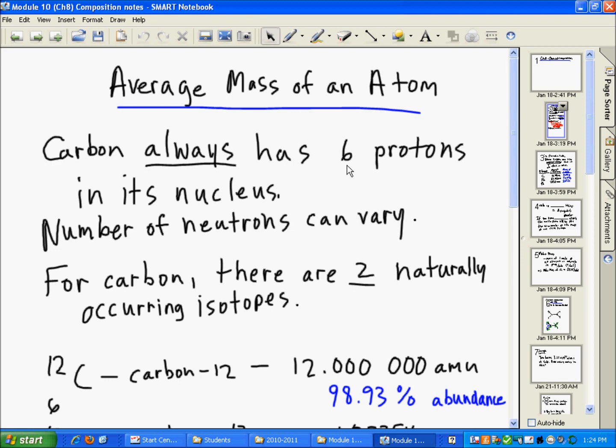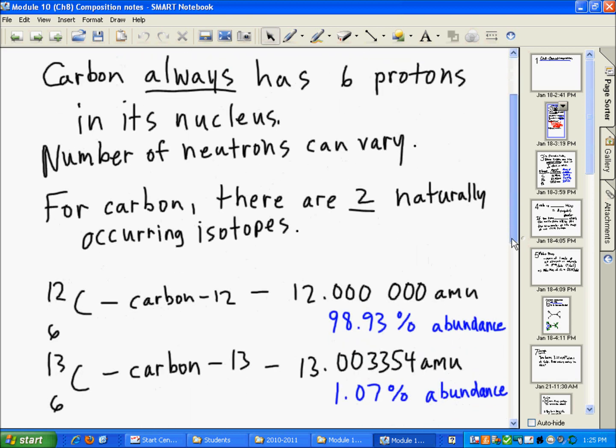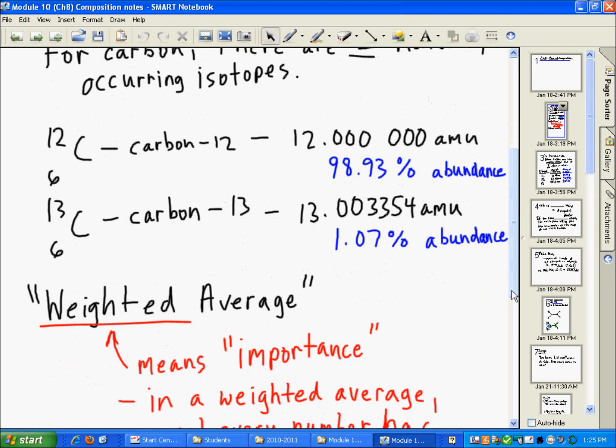So if we take carbon, it's always got 6 protons, but the number of neutrons can vary. With carbon, there are 2 naturally occurring isotopes. There's carbon-12, and in carbon-12, as I said, you have 6 protons and 6 neutrons, which gives you a mass number of 12. And Rachel has a question. Go ahead, Rachel.